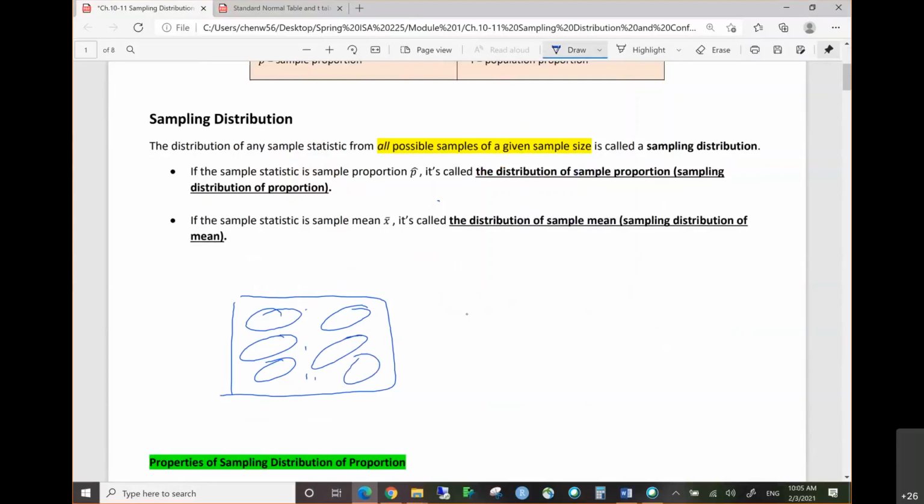And then for these samples, we calculate the sample means and the sample proportions. Based on the list of the sample means, we can get a distribution. We call this distribution the sampling distribution of mean, right? And based on the list of the proportions, we call it the sampling distribution of proportion, right?